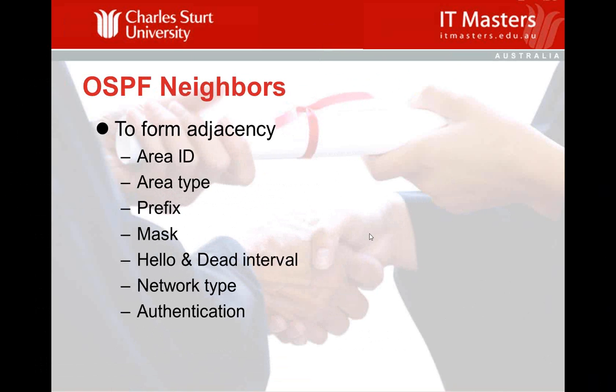Now to form an adjacency, the following have to be identical on each router. The area ID, the area type, which we won't go into detail too much of that because you only need to worry about single area OSPF for the exam, but the area type can be stubby, not so stubby, there's a lot. The prefix on the actual interface must match, the mask must match, the hello interval and the dead timer must match, the network type, so whether it's broadcast, point-to-point, non-broadcast multi-access, point-to-multipoint, whatever, and if you've got authentication set, that also has to match, obviously, as well.